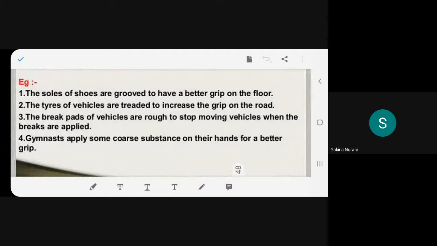Number two, the tires of vehicles are treaded to increase the grip on the road. Number three, the brake pads of vehicles are rough to stop moving vehicles when the brakes are applied. Gymnasts apply some coarse substance on their hands for a better grip.